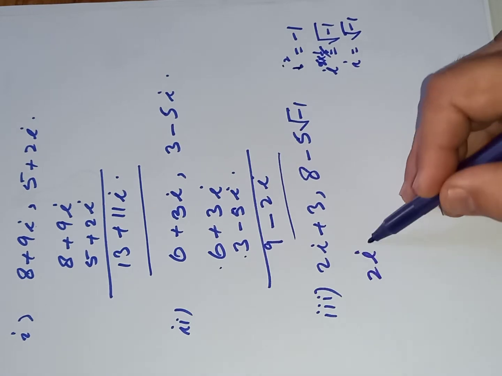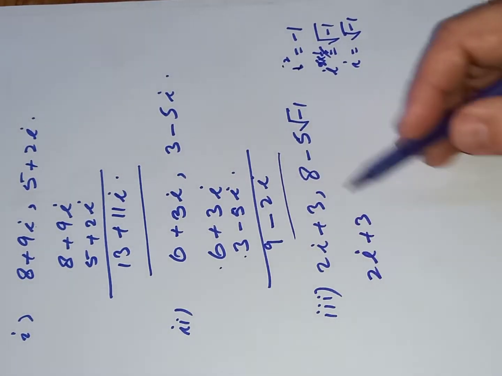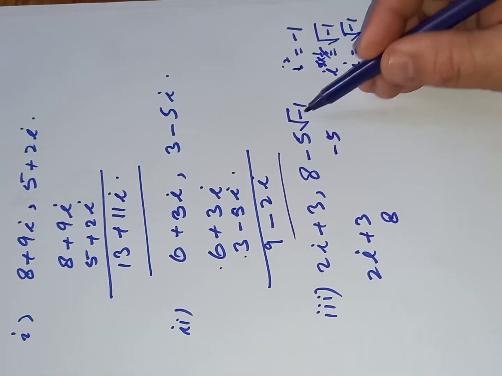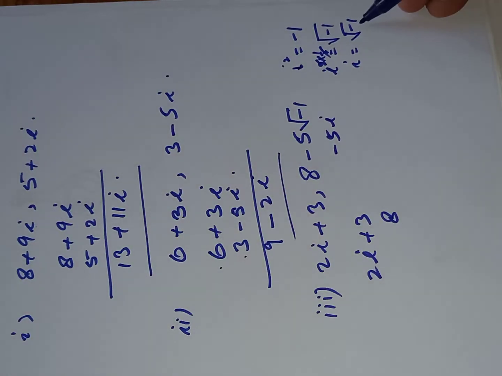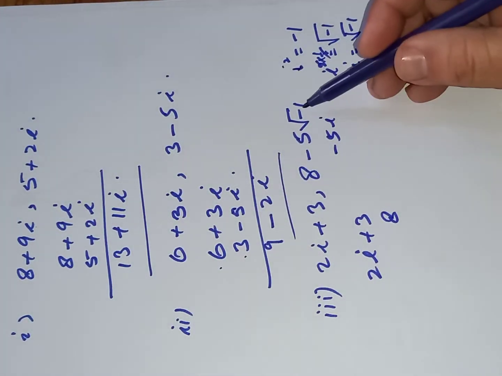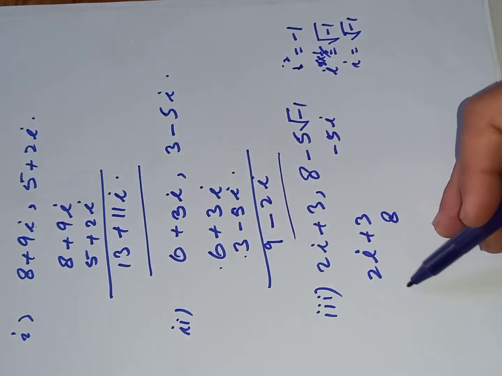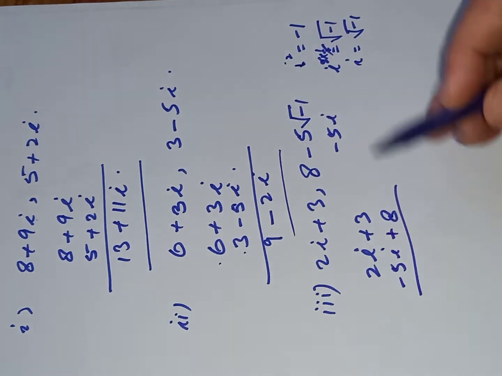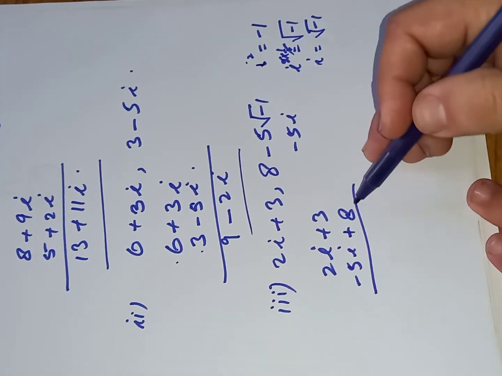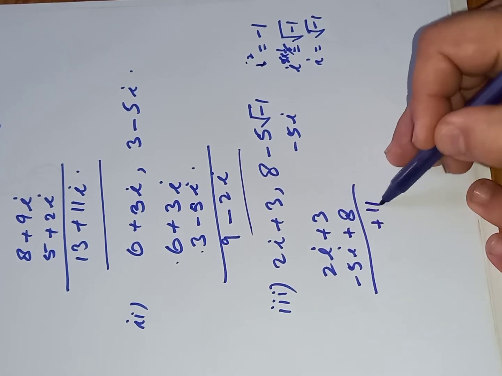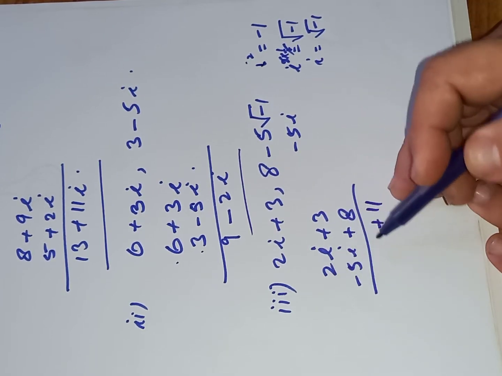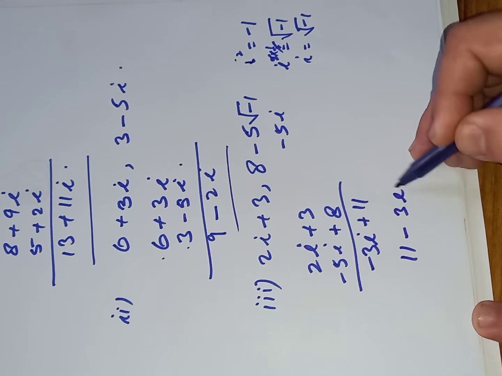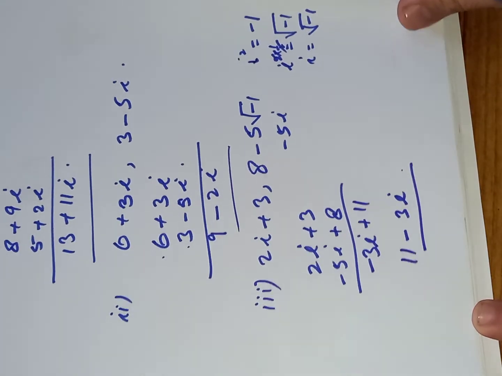So here you can see 2 iota plus 3, and we write this value constant under constant, and minus 5 times the square root of minus 1, which is actually equal to iota as we have proved here. So we will replace this square root of minus 1 with iota, so minus 5 iota here, and here you can see nothing means the plus sign is there. Now we add 8 plus 3 becomes plus 11, and plus 2 iota with minus 5 iota is minus 3 iota. Rearranging, 11 minus 3 iota we can write as the answer.